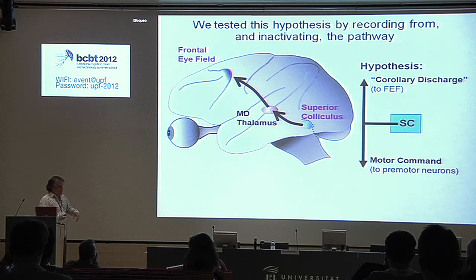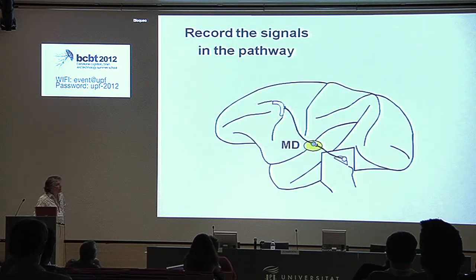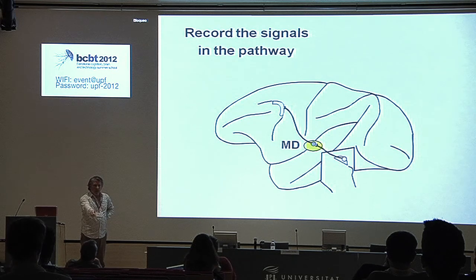So our hypothesis was that this pathway from colliculus to frontal eye field, which we know existed, we know that it was wired up this way, but we didn't know the signals that it carried. So our hypothesis was that it was carrying information related to upcoming saccades, or corollary discharge. And we tested this hypothesis by recording from all levels of the pathway and inactivating the pathway by knocking out the relay neurons in the thalamus to look at the behavioral and the neuronal consequences of inactivating it.